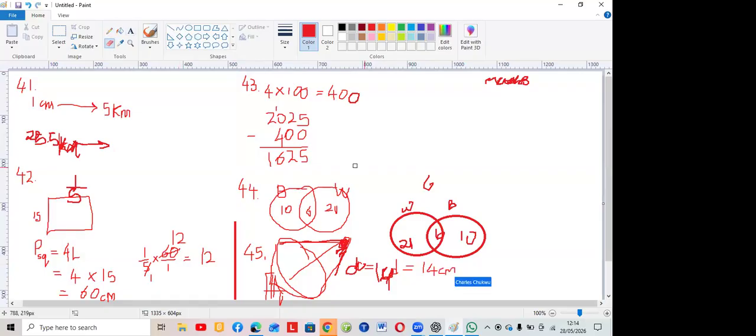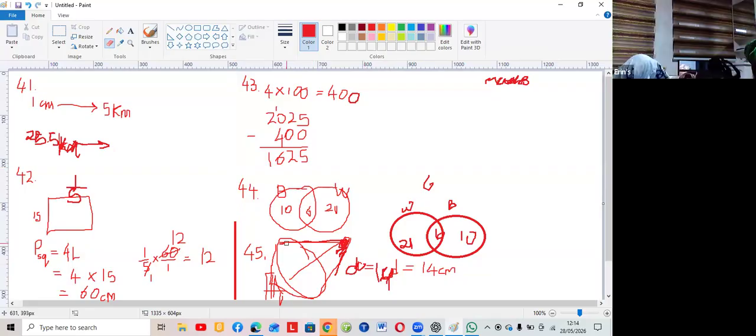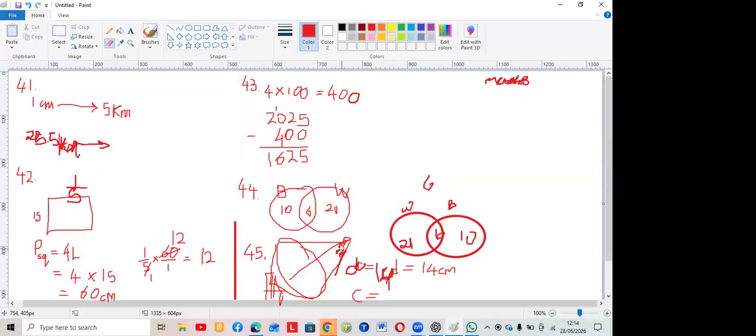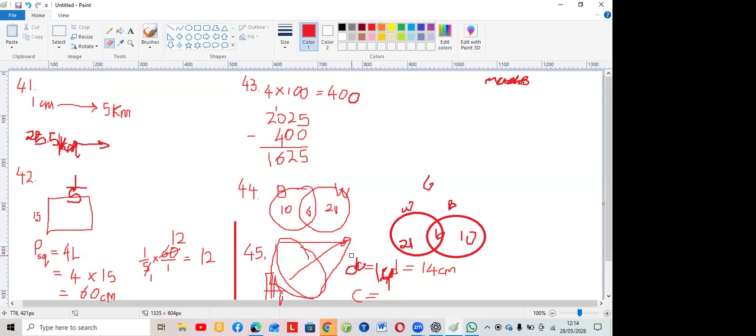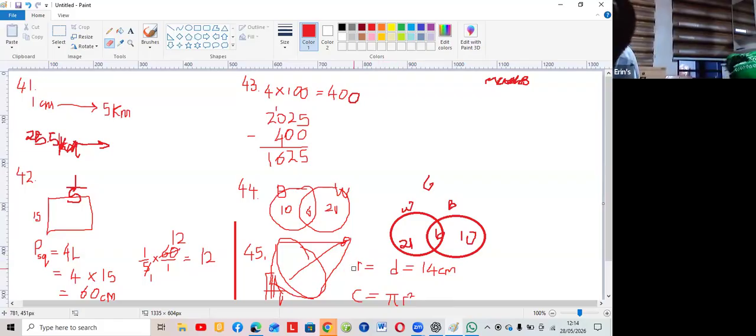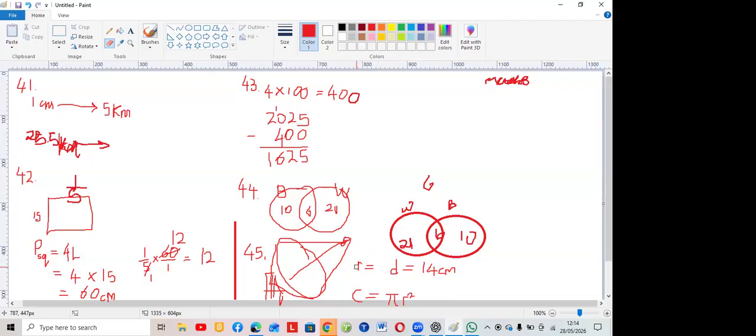What's the formula for the area of a circle? Area of a circle is pi r squared. Yes, thank you very much for remembering that. Pi r squared. Now they've given us the diameter. Does that not mean that we should find the radius from the diameter? Yes, sir. So what is the radius if the diameter is 14 centimeters?